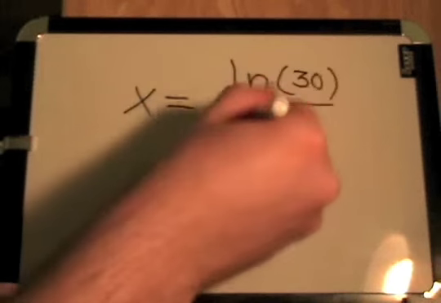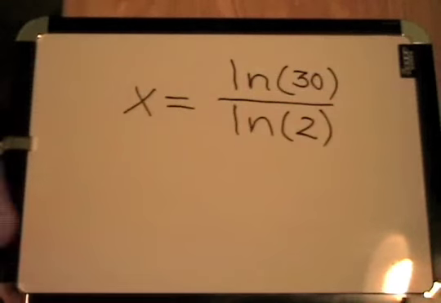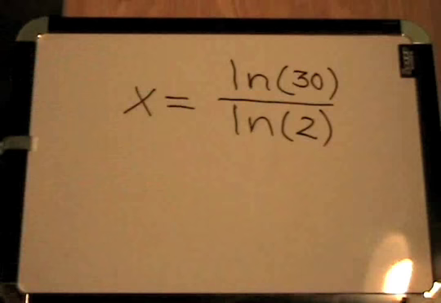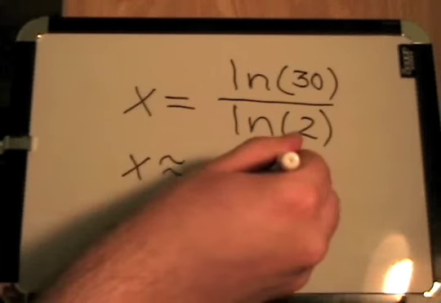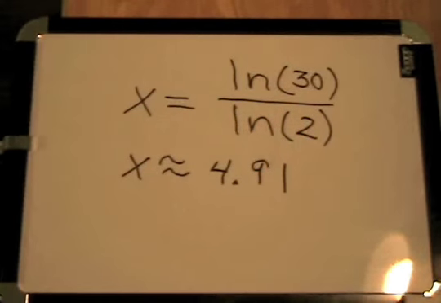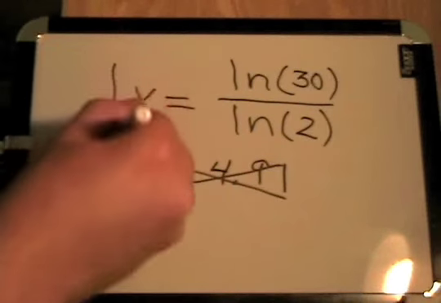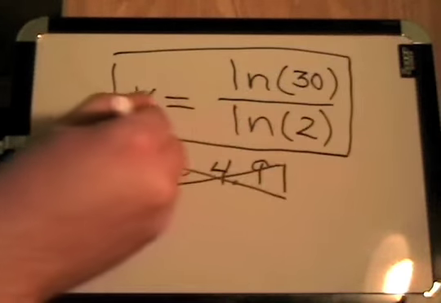This gives us the function x equals the natural log of 30 divided by the natural log of 2. We can solve this further and get an estimation of what this equals, but in most situations your answer will be more exact, which is the natural logs.